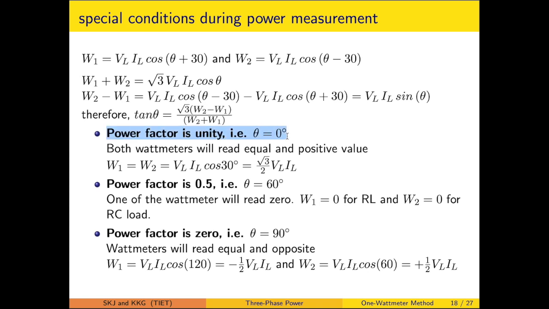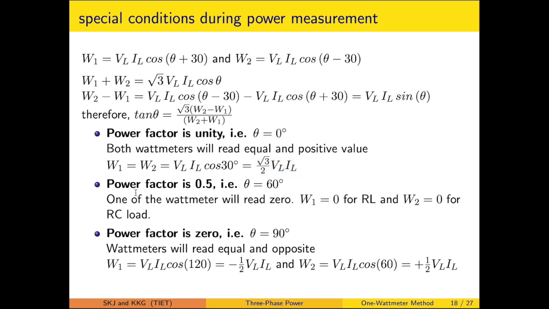The power factor is unity. Unity power factor means theta is equal to 0 degrees. When you substitute theta is equal to 0 degrees, both the measurements will be of equal value and positive. When you say equal value and positive, cosine of theta is substituted as root 3 by 2. So basically each of the meters will be measuring half of the power.